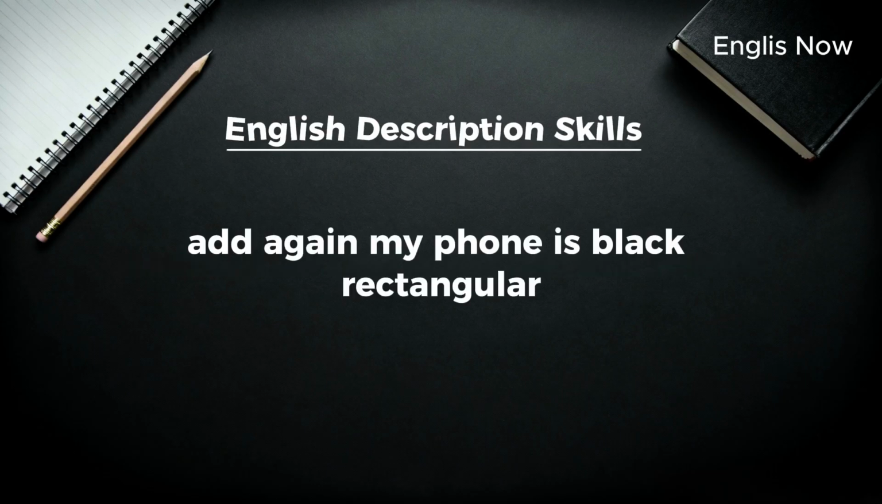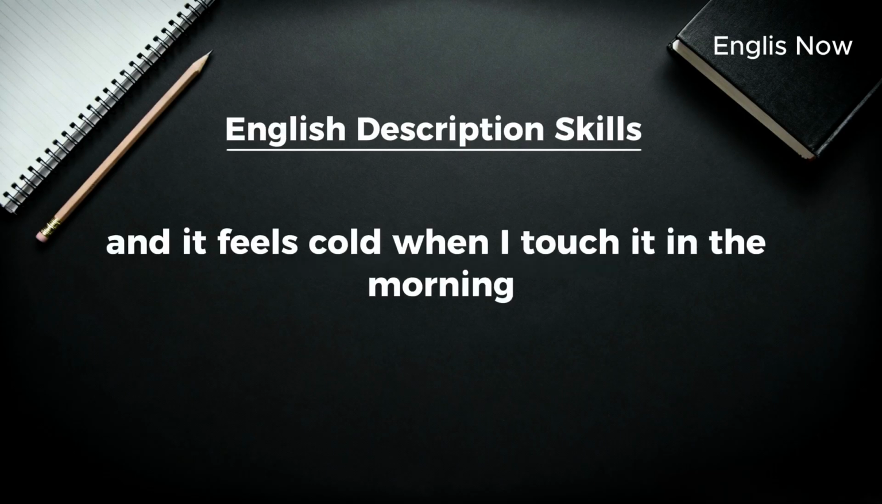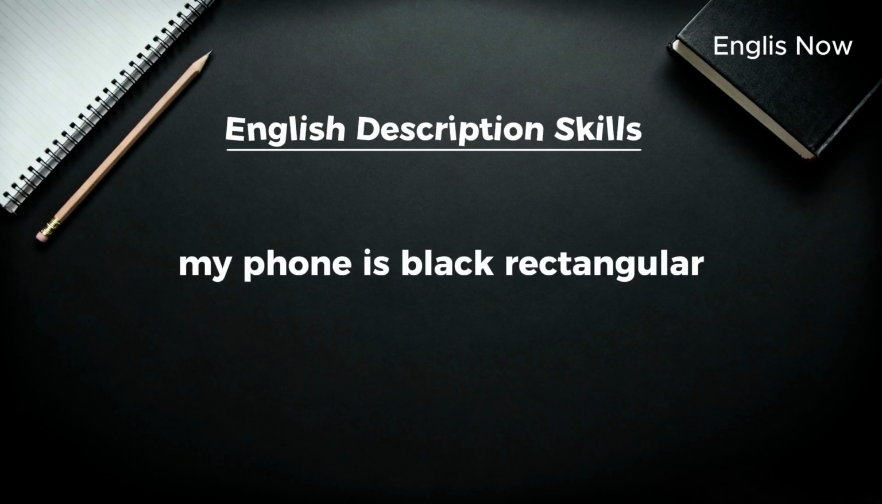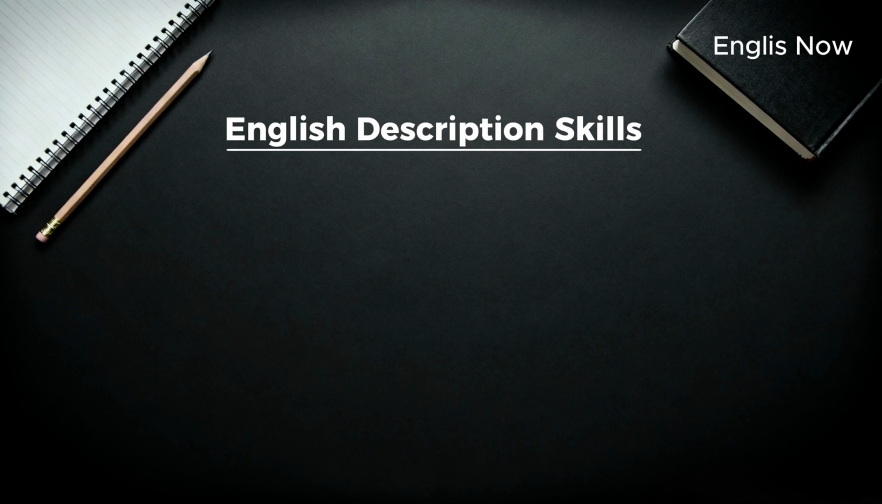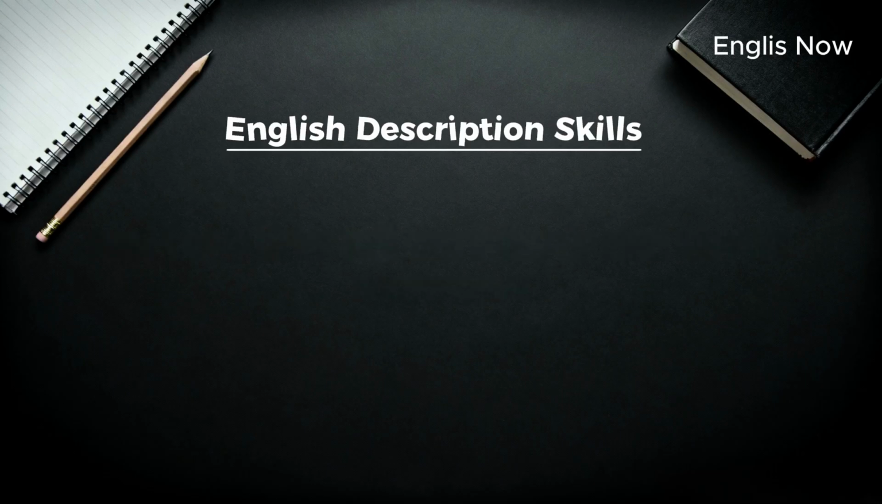Add again. My phone is black, rectangular, has a smooth screen, and it feels cold when I touch it in the morning. Add function. My phone is black, rectangular, has a smooth screen, feels cold when I touch it in the morning, and I use it to call my friends and check messages.